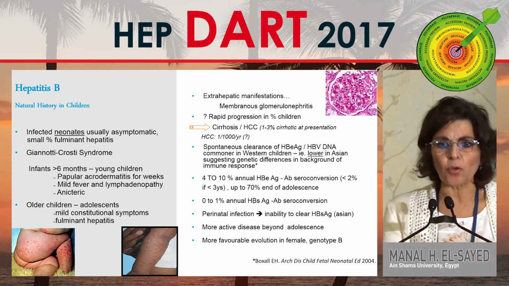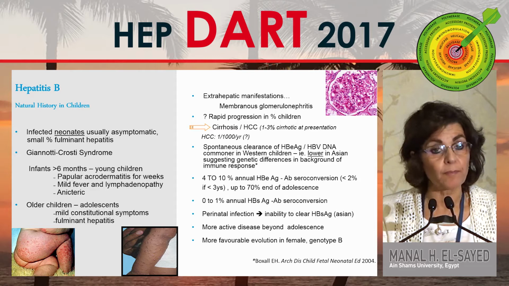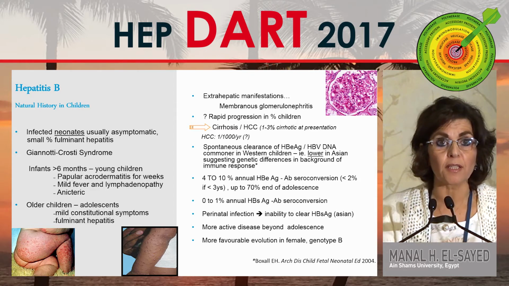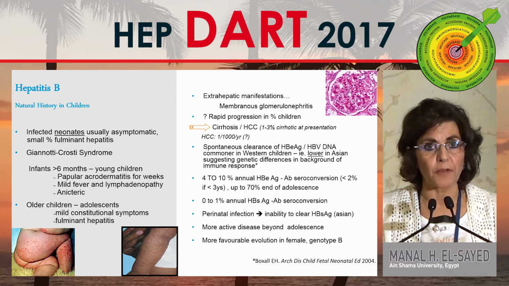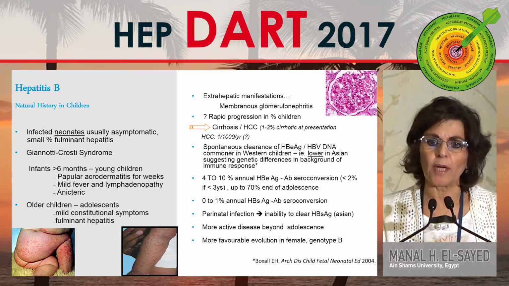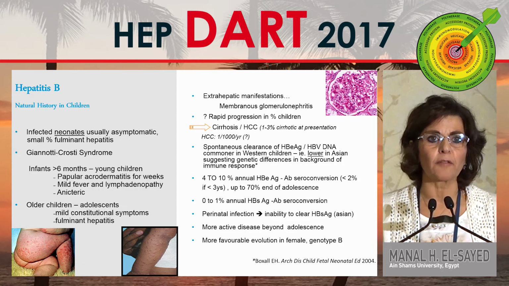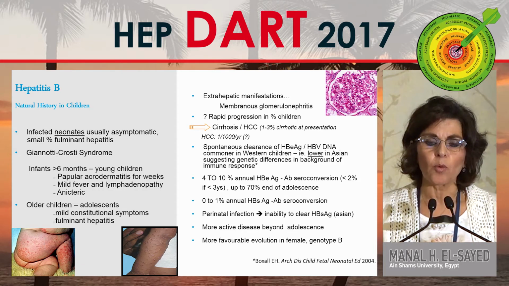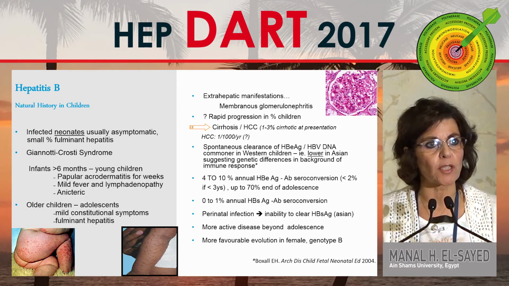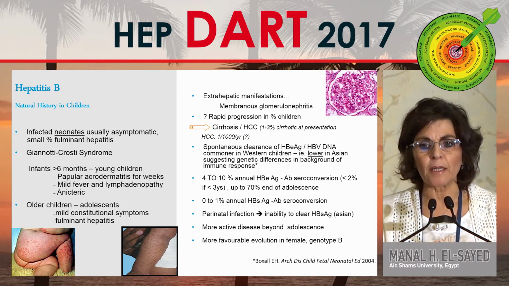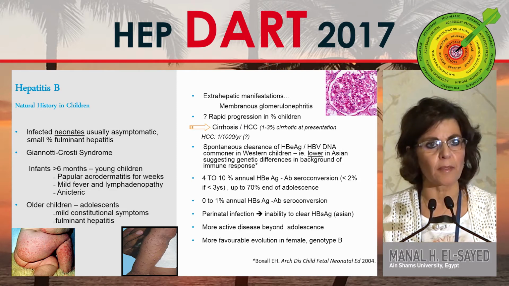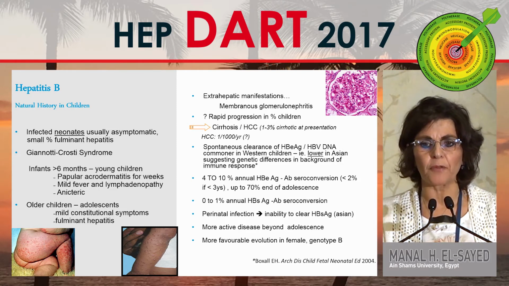So, shifting to the natural history of hepatitis B, of course we know that infected neonates have a higher risk of chronicity than adults who get infected with hepatitis B. Although they're usually asymptomatic, fulminant hepatitis is very rare. We sometimes have extrahepatic manifestations like Gianotti-Crosti syndrome. This is a papular acrodermatitis seen in young children. It might continue for weeks with mild fever and lymphadenopathy.